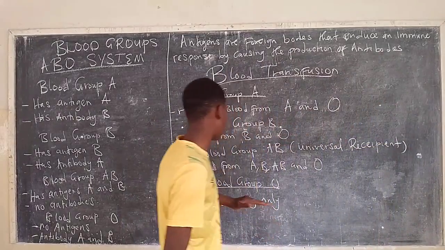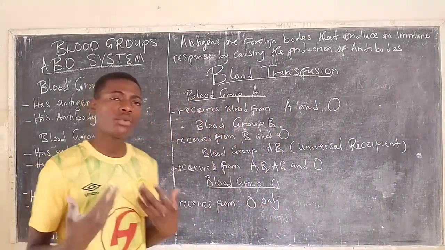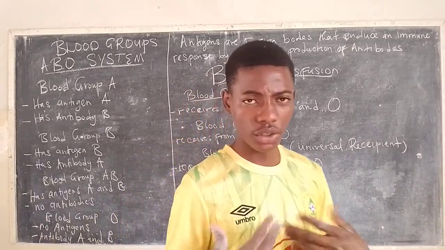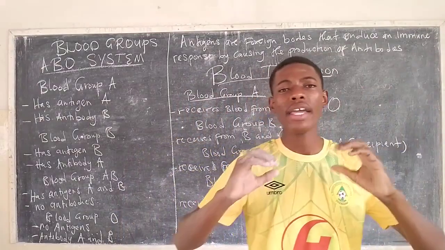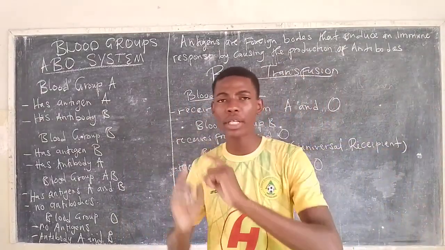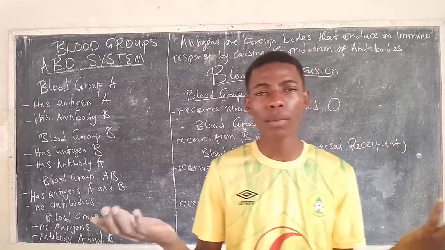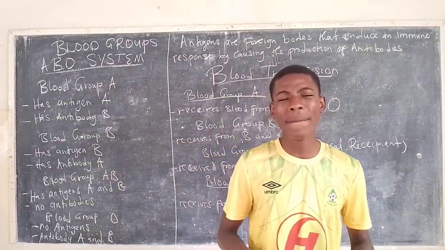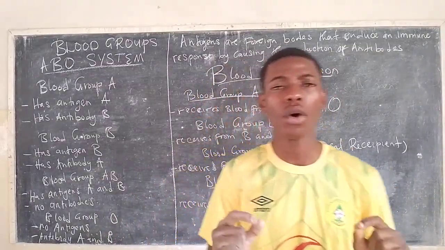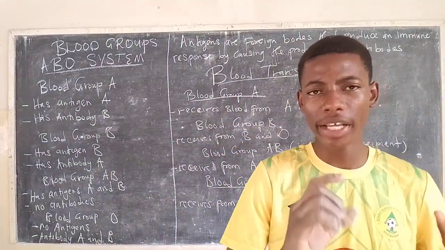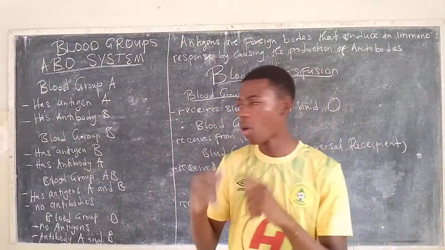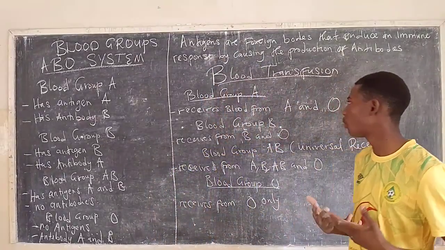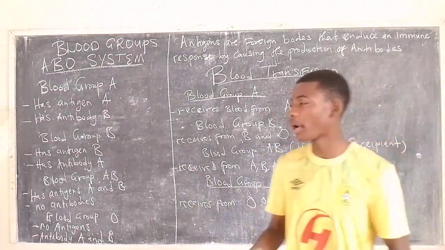We also have the blood group O. Blood group O is known as the universal donor, meaning it can donate to any person of a different blood group, including O itself, but it cannot receive from any blood group except from a person with blood group O only. So this is how the ABO system works.